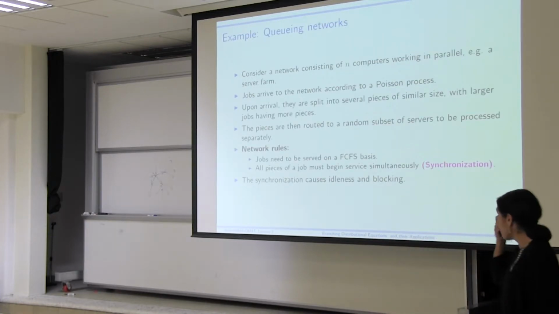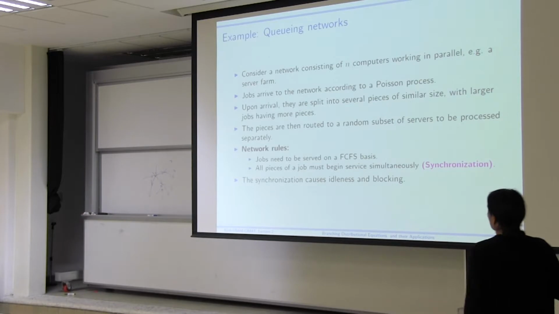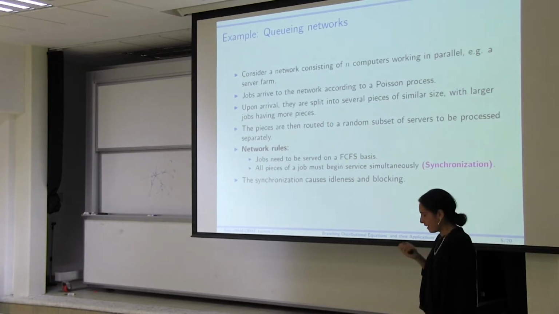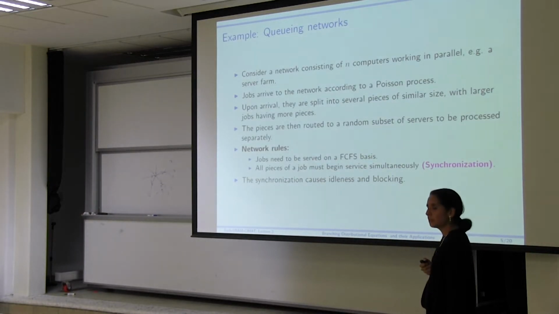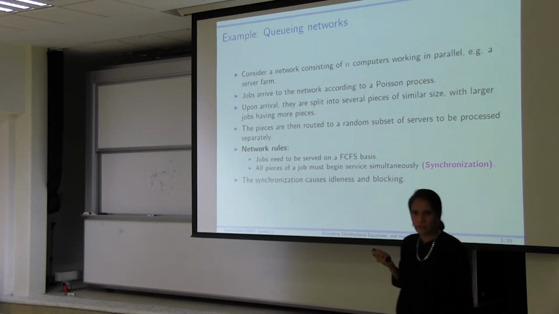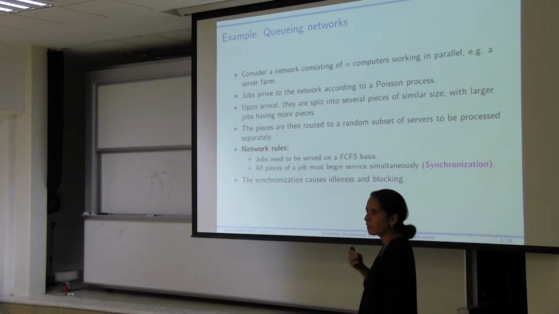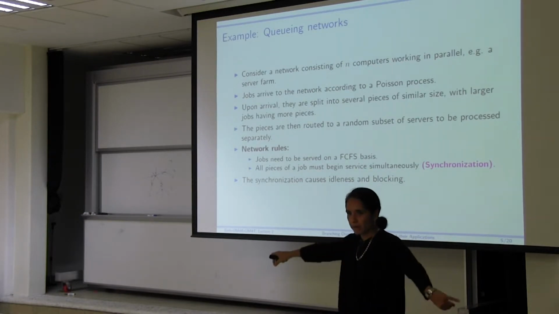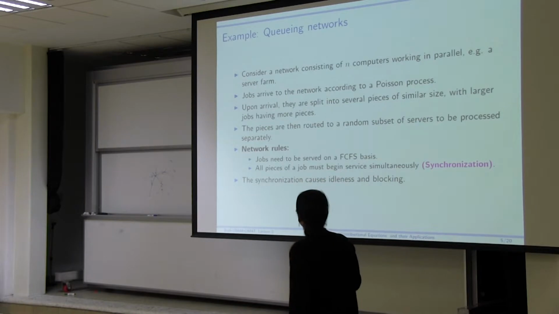Now let me quickly tell you another model of where the maximum, the high order Lindley equation appears. This is a network of, let's say, computers, or servers, or it could be even files within a computer. It could be a variety of things. Let's think about computers. I have a very large number of computers, let's call it n, and they're all working in parallel. Think about it as a server farm.